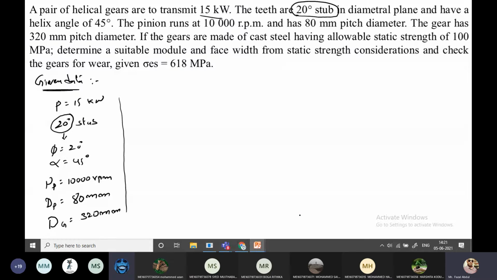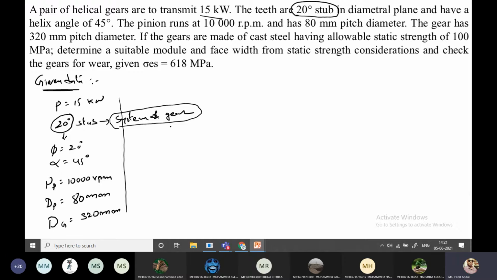Sir, what is stub, sir? Which one? 20 degrees stub. This is a system of gearing. Based on the system of gearing, the proportions are going to be selected. So for this question, the system of gearing is given as 20 degrees stub system. So in this, what is 20 degrees? That is the pressure angle. System of gearing is always defined with the help of pressure angle.